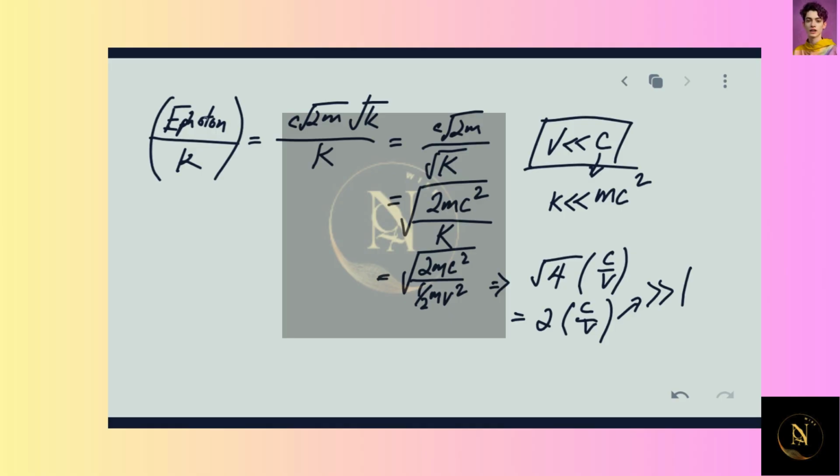Which means that the energy of the photon is much larger than the kinetic energy of the electron. Since this is larger than 1, it basically means that it is a large multiple of the kinetic energy of the electron. So therefore, the photon has more energy than the electron.